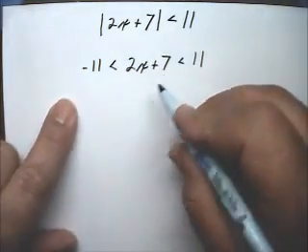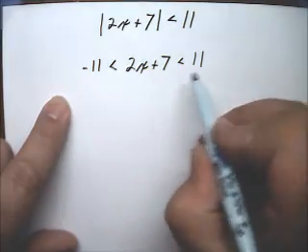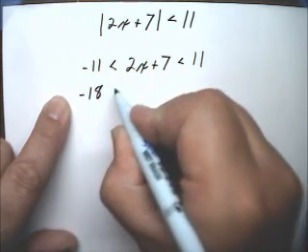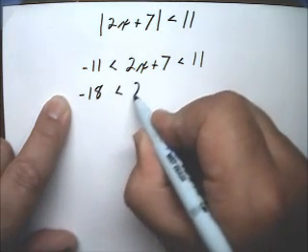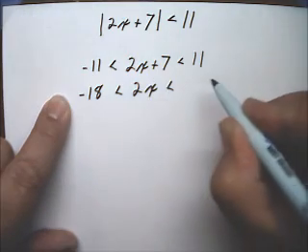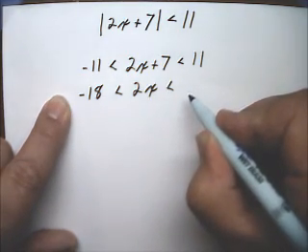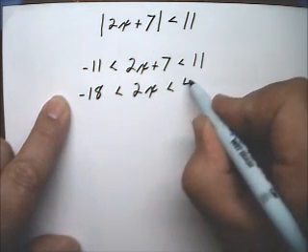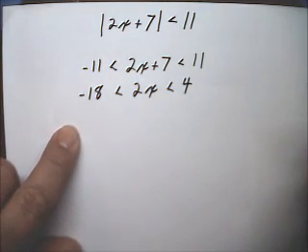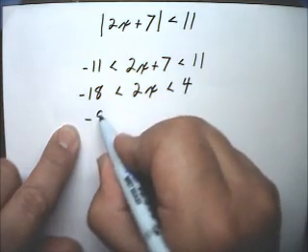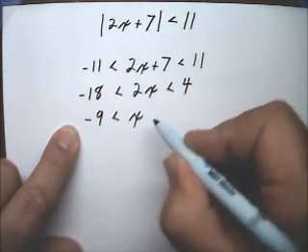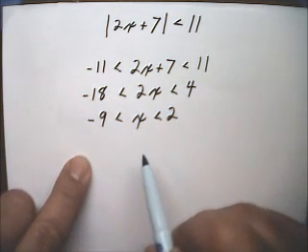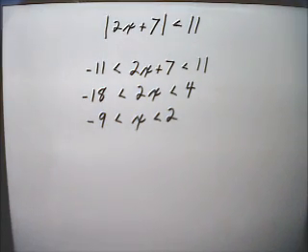First, I'll subtract 7 from all three parts. So here I'll have negative 18. In the middle I'll have 2x, and on this side when I subtract 7 I'll have 4. Now when I divide all three parts by 2, I'll have negative 9, x, and this will be 2. So x is greater than negative 9 and x is less than 2.